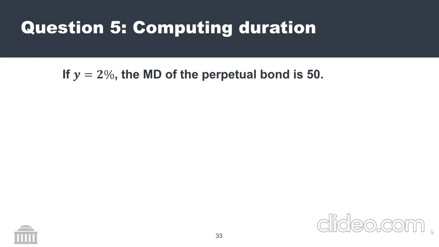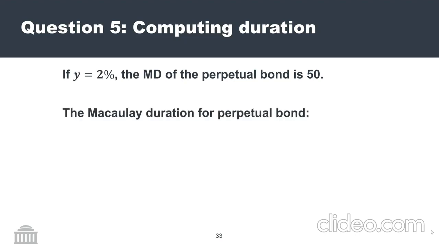In our case, yield to maturity for this bond is 2%, and so therefore the modified duration of this perpetual bond that is given in this question is just 50. Notice that it doesn't matter what coupon rate the perpetual bond actually pays. So the only thing that modified duration depends on is just the yield to maturity of the bond.